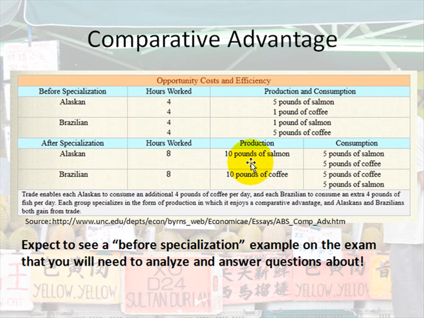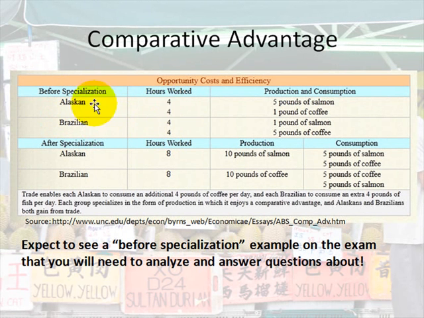Let's take a deeper look at this comparative advantage. Let's look at an example of comparative advantage. And note down at the bottom, there's a bold statement that says expect to see this on the exam. You'll see the part at the top here, the before specialization. Before specialization, we've got two entities here, Alaska and Brazil.